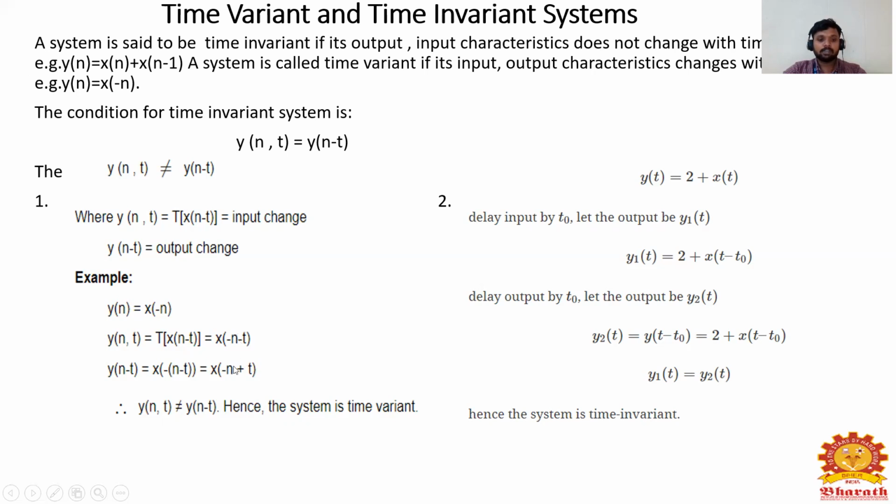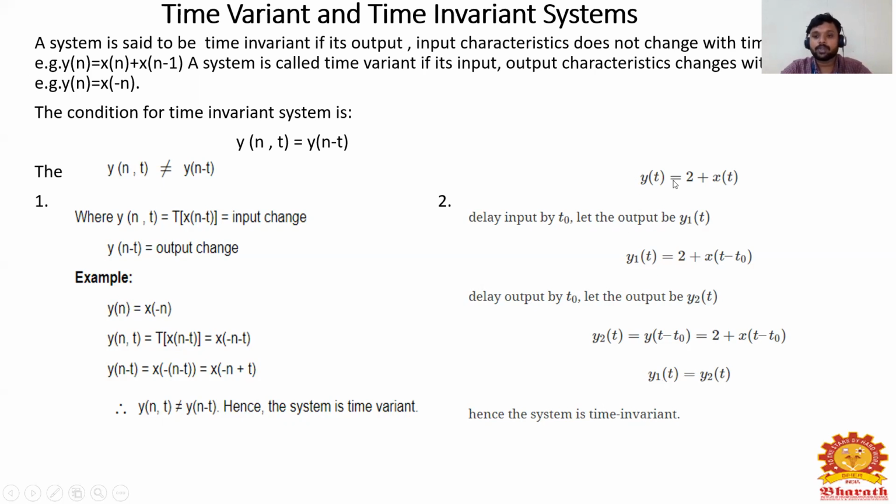If they are equal, then the system is time invariant. If they are not equal, then the system is time variant. So in this sum, y of n comma t is not equal to y of n minus t. Therefore, the system is time variant. So let us check one more example for time variant and invariant.